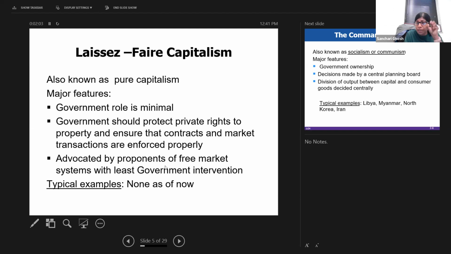But as of now, it's very, very difficult to come across a purely capitalistic system where the government only enforces property rights, ensures contracts and legal contracts, and provides legal enforcement mechanisms like the police, and has no other role. This kind of system is probably not much seen now.